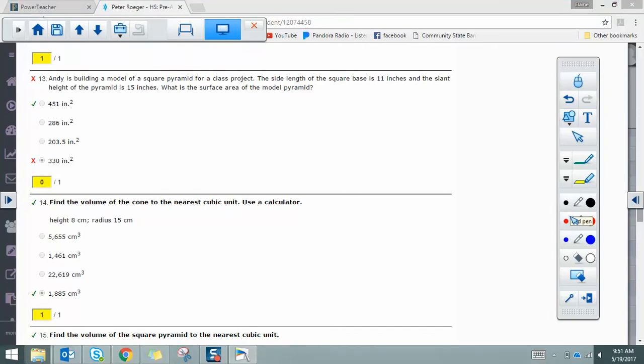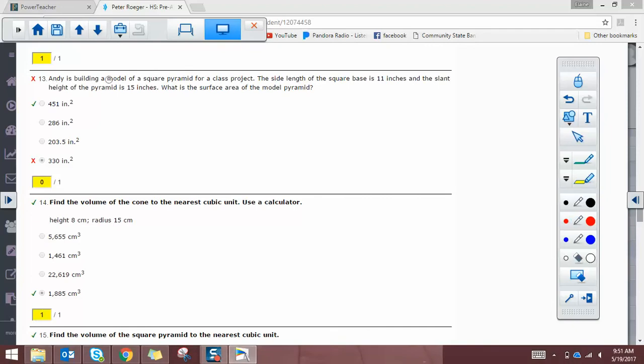"13 says Andy is building a model of a square pyramid for a class project. The side length of the square base is 11 inches, and the slant height of the pyramid is 15 inches. What is the surface area of the model pyramid?"